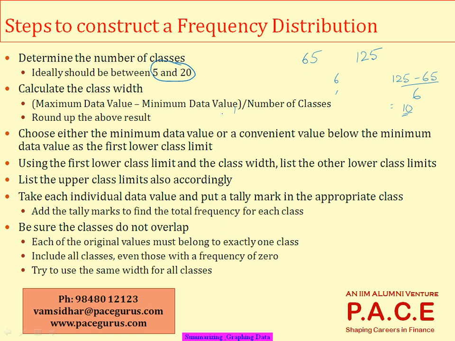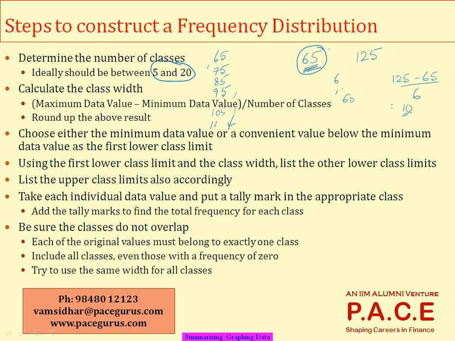And now the next point for me is to choose the minimum data value. First I need to decide what my lower limit is. To arrive at that lower limit, either I can choose 65 or I can very well choose 60. Either the value 65 directly, which is the minimum value, or any comfortable rounded figure I can very well choose. Let's say I am choosing 65. Then, because the class width is 10, the lower limits of all the classes will be incremented by 10, something like this.